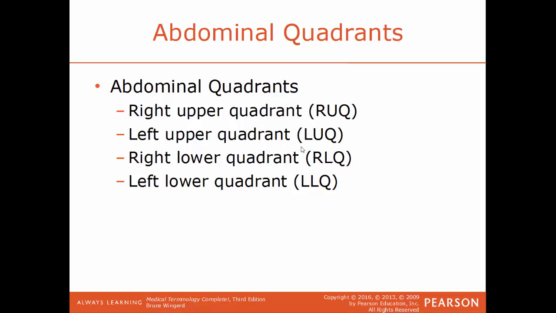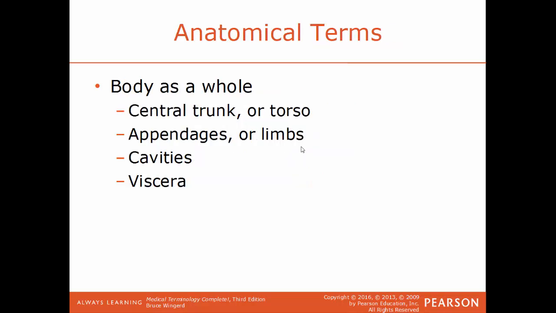Not any other region of the body, just the abdomen, because the abdomen has so many organs, so many structures all crammed into one area. Alright, some other anatomical terms. Of course, the body as a whole, you have the central trunk or the torso, your appendages, which include the arms and legs, various cavities, and the viscera.